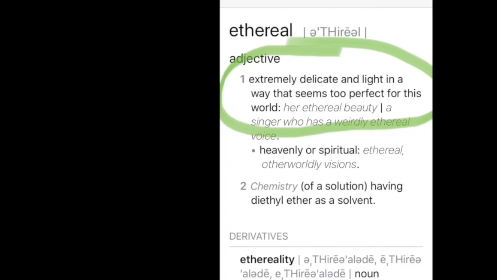Okay, the definition: ethereal, extremely delicate and light in a way that seems too perfect for this world. I think that this is definitely talking about all of us. We are the ether and contain the ether. And I think that we are delicate and light inside, and I think we are too perfect for this world. We just don't know it yet.